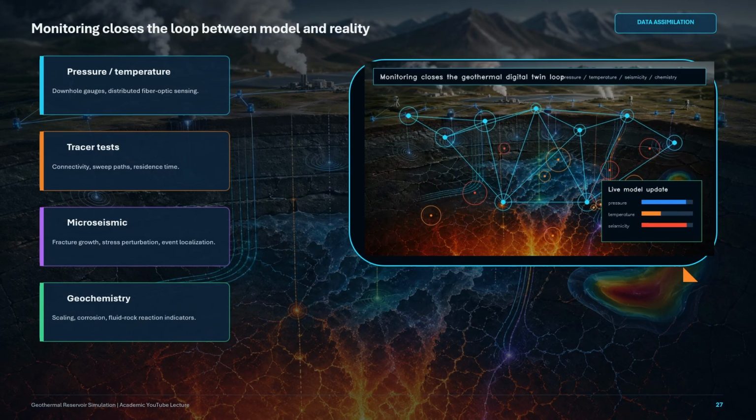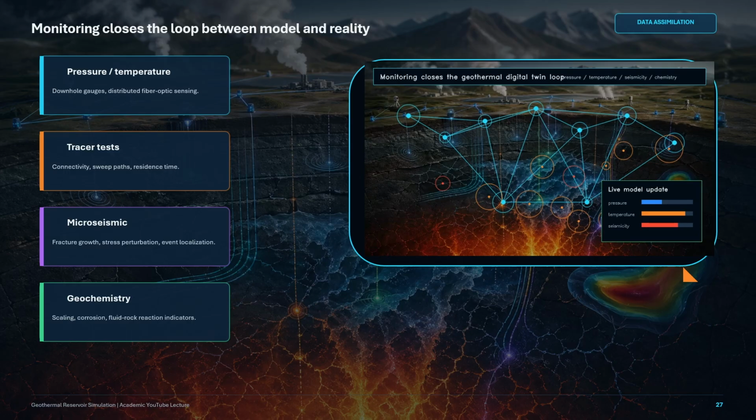Monitoring closes the loop between model and reality. Downhole pressure and temperature gauges show how the reservoir responds. Fiber optic sensing can provide distributed temperature information. Tracer tests reveal connectivity, residence time, and possible short-circuit pathways. Microseismic monitoring shows fracture activation and stress response. Geochemical monitoring can detect scaling or water-rock interaction.